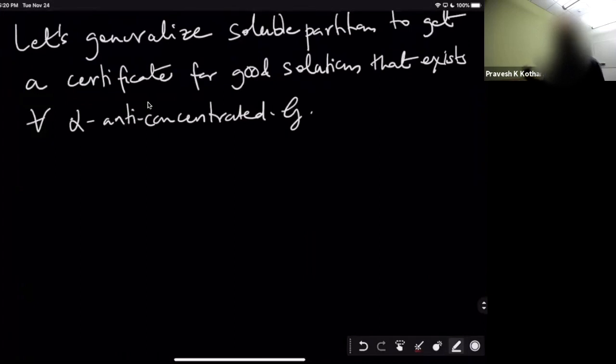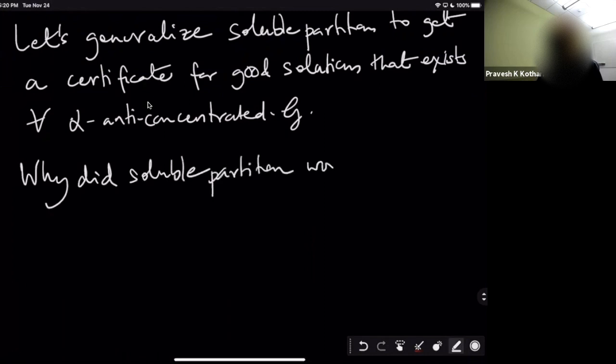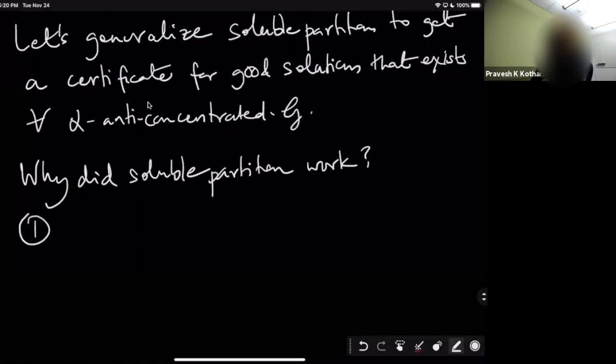So we are first going to go back and observe why this soluble partition works so well for us. Okay, so why did soluble partition work? Well, remember, the reason we came up with it was because we were worried that the soluble sets were playing the game outside of the good set. And so we wanted the certificate to give us a soluble set which intersects the good set in an appreciable number of points, right?